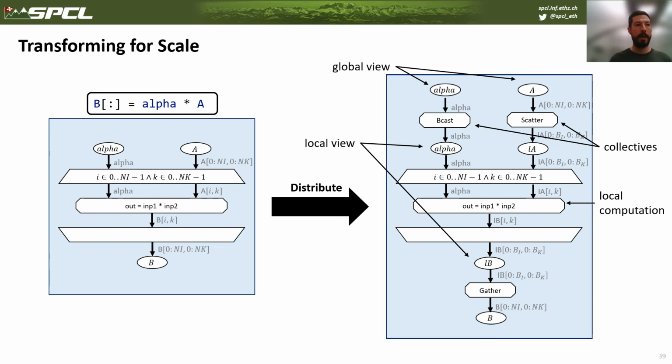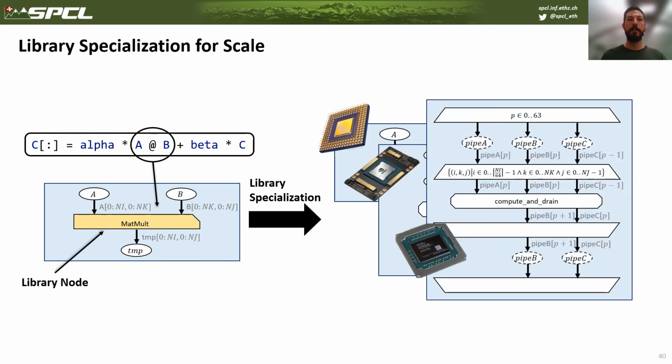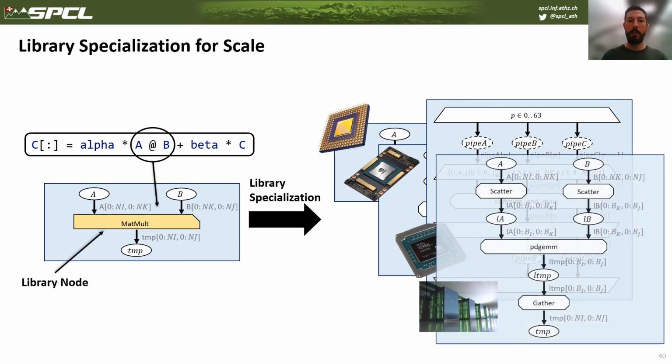Now, another way with which Dace can automatically distribute computations is library specializations. So we already saw how a library node, for example, matrix multiplication, can be lowered to optimized implementations for different hardware architectures. To support distributed memory machines, we simply need to add another specialization. So, for example, we can now have a subgraph that utilizes MPI collectives and a ScaLAPACK PBLAS gemm call.